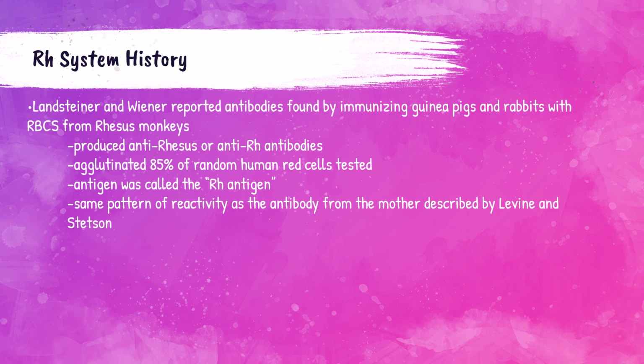So now, many years later, it was determined that these two antibodies were different. However, the name stuck. The human-produced antibody that was discovered first in the obstetric patient is referred to as Rh, and the antibody produced by the guinea pigs and rabbits is renamed anti-LW, or antibody LW, in honor of Landsteiner and Wiener.